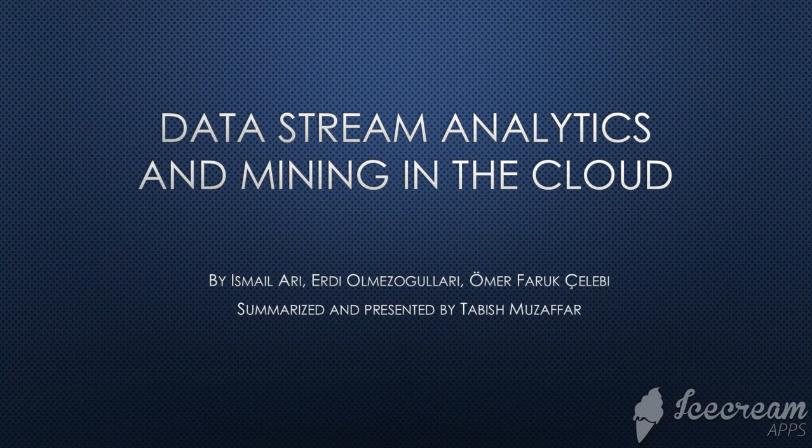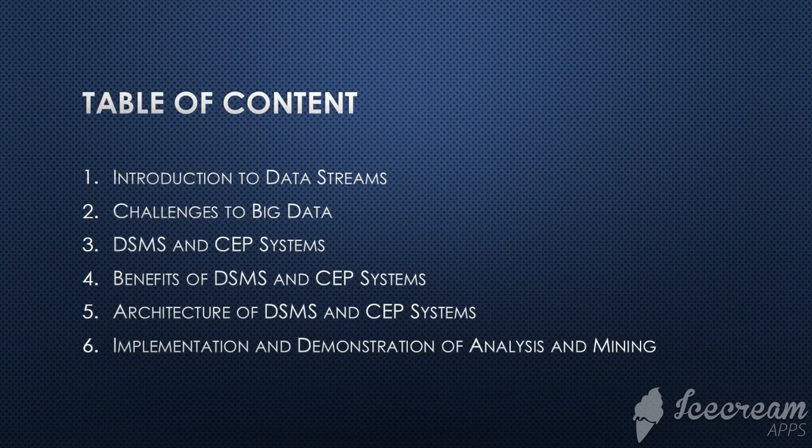First of all, data. We'll be talking about data streams. We'll get a brief introduction on them, and we'll be talking about event stream processing systems. We'll talk about big data and the four main challenges it has. We'll talk about data stream management systems and complex event processing systems. We'll talk about their benefits, the architecture, and then finally we'll go to an implementation and demonstration of these DSMS and CEP systems on analysis and mining.